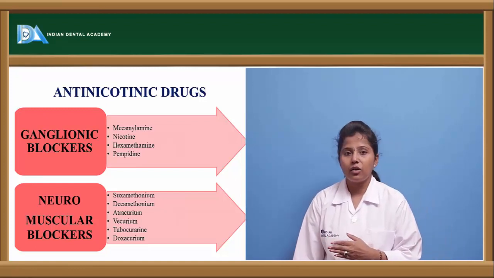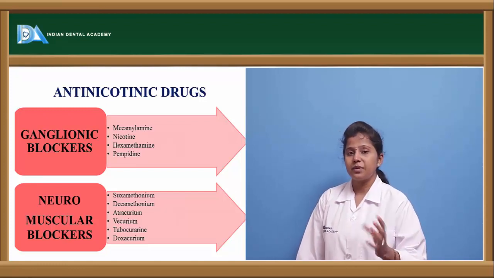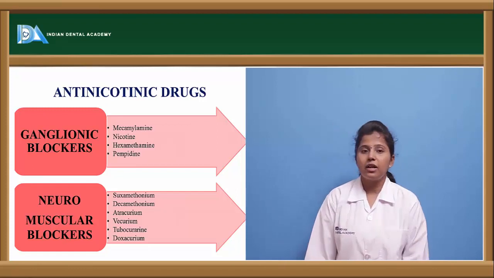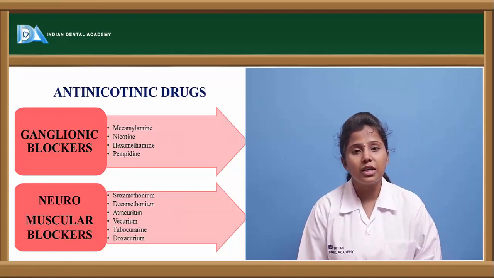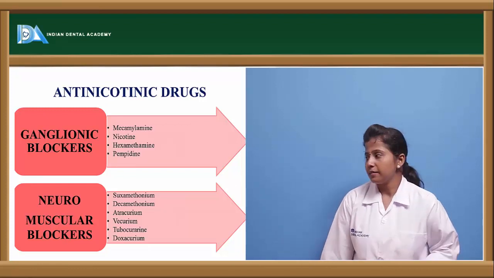Here the ganglionic blockers are the blockers which block the action of the nicotinic receptors present in the ganglia, and neuromuscular blocking agents are the drugs which block the action of these nicotinic receptors at the neuromuscular junction.